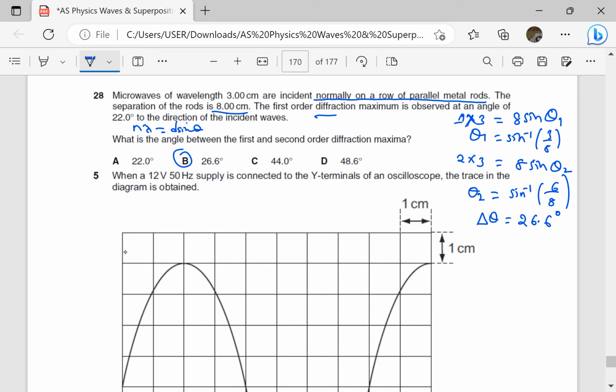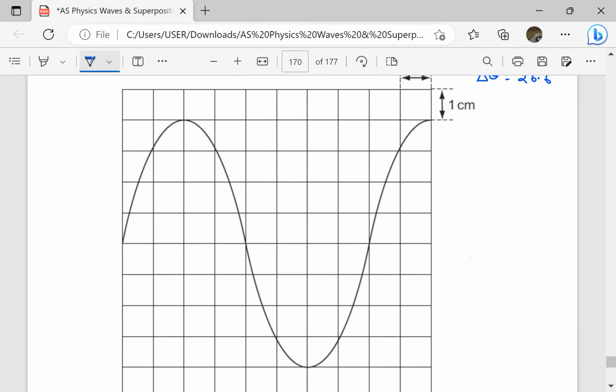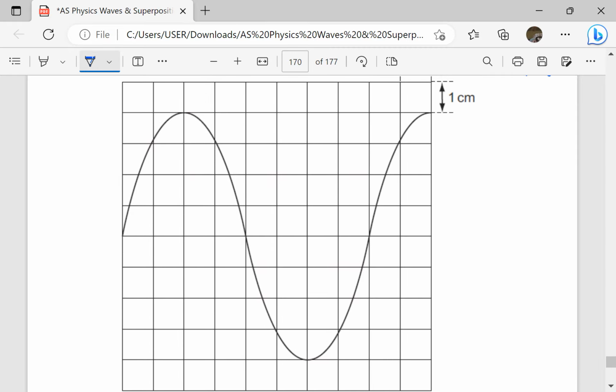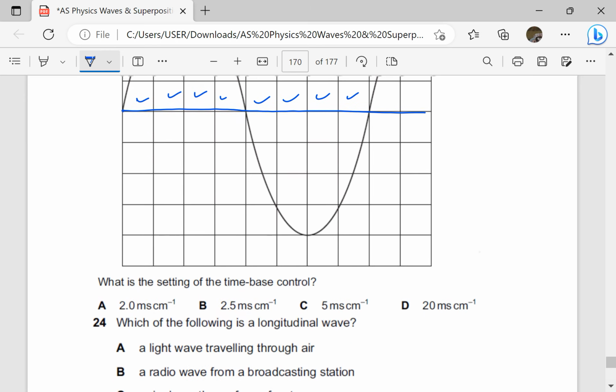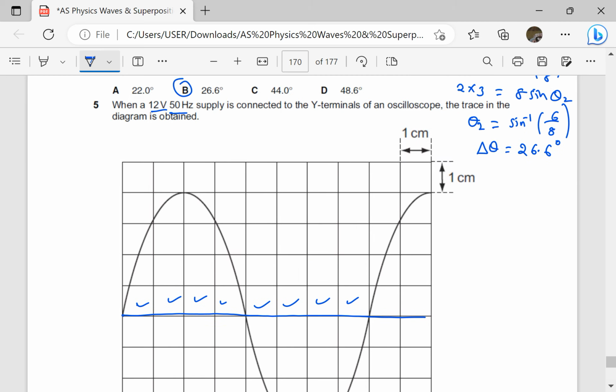When a 12-volt 50-hertz supply is connected to the Y terminals of an oscilloscope, the trace in the diagram is obtained. So this is the trace that we can see. So one cycle is 1, 2, 3, 4, 5, 6, 7, 8 centimeters. What is the setting of the time-base control? So they have given us the frequency as 50 hertz. So frequency is equal to 1 over period, which is 1 over the length representing one cycle times the time base setting.